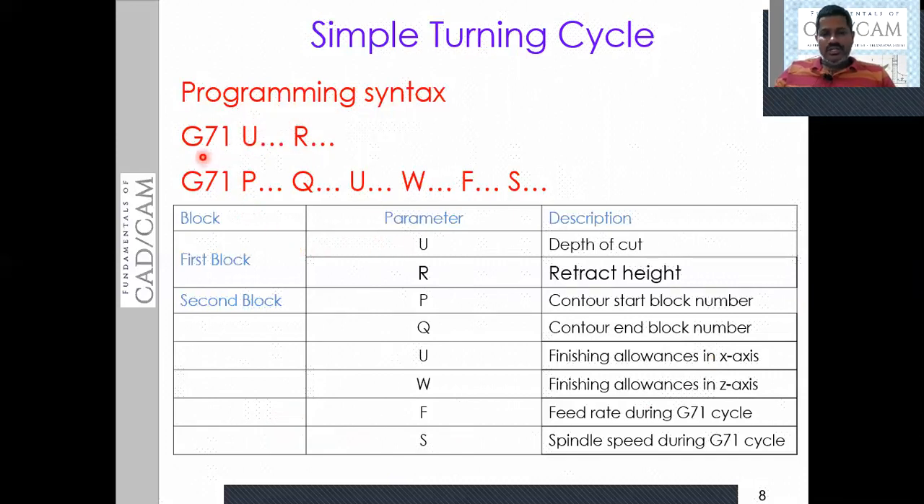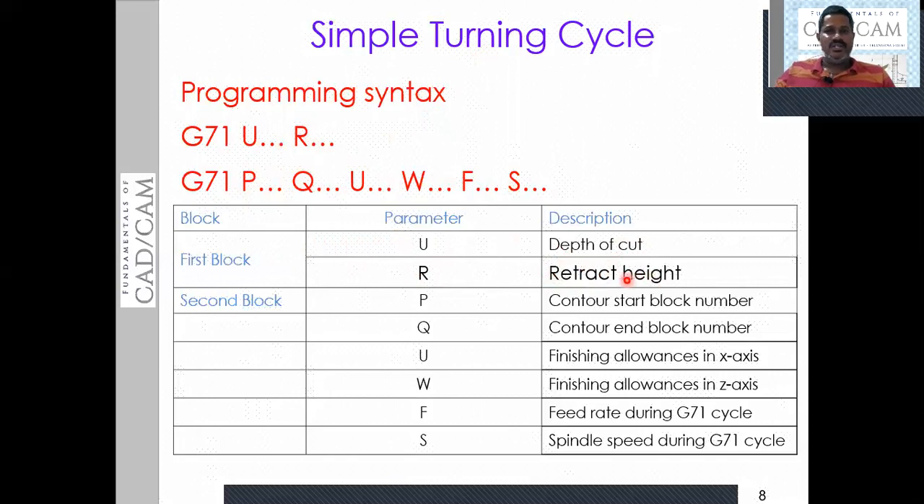This turning cycle consists of two blocks of code. One is G71 U R and the other one is P Q U W F S. So these are the parameters we will see in this table. The first block consists of U and R. U indicates the depth of cut and R indicates the retract height.